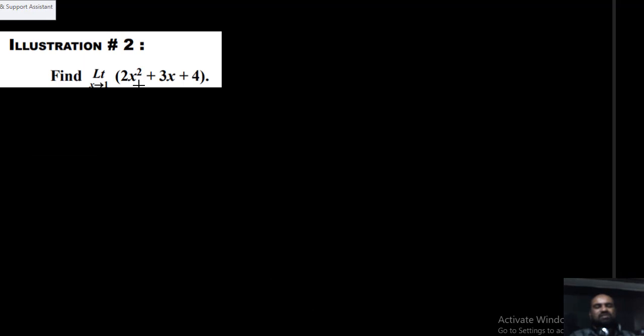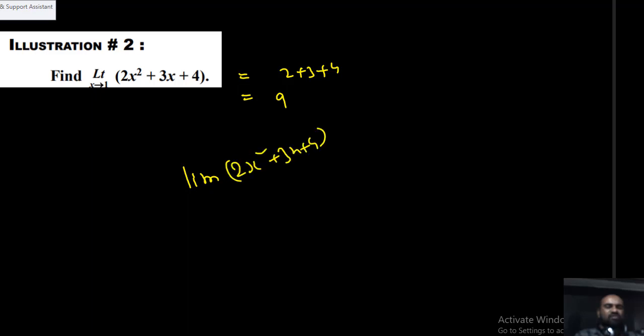One more example here also, direct substitution. Directly I can write the answer. 2 plus 3 plus 4, that is equal to 9. So what can I say? The limiting value of 2x square plus 3x plus 4, where x is tending to 1, is equal to 9.